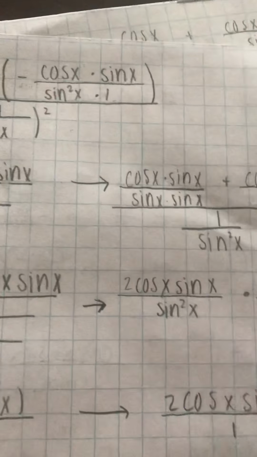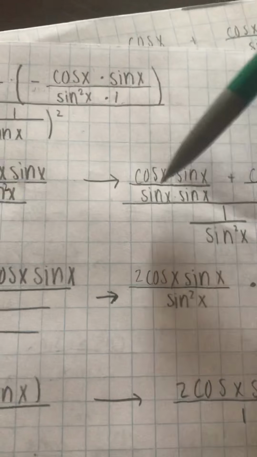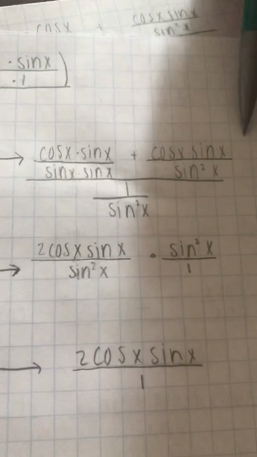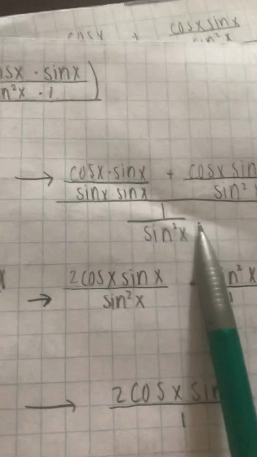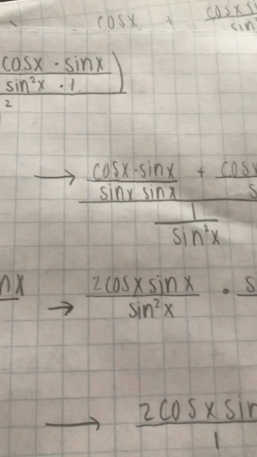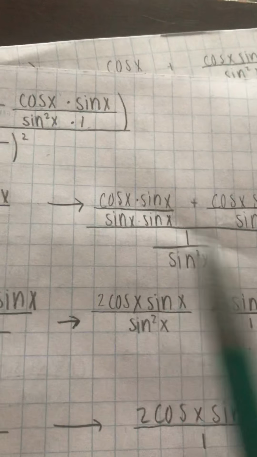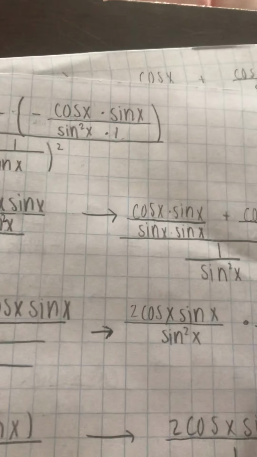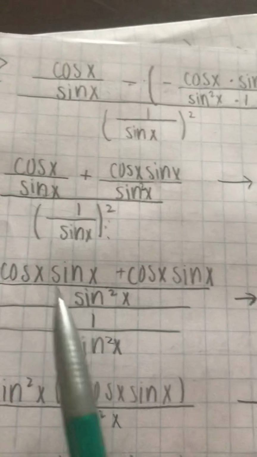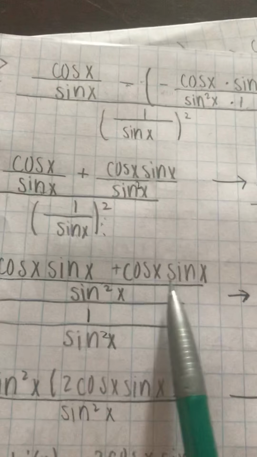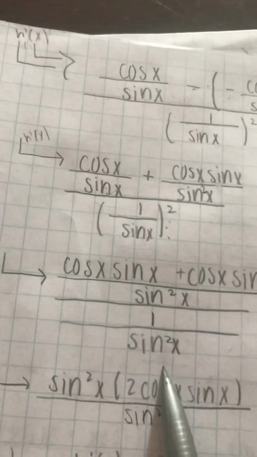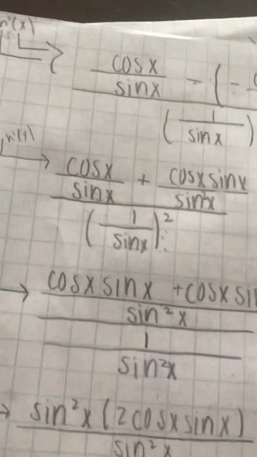So here I'm actually doing that. I have cosine x times sine x and sine x times sine x plus cosine x times sine x over sine x squared. And then that's all over 1 over sine squared x. It's all pretty simple. Now these two terms are actually identical once you distribute out. So you have two of the same thing. If you look here, you have cosine x times sine x plus cosine x times sine x over sine squared x over 1 over sine squared x. This is why it looks so simple at the beginning.